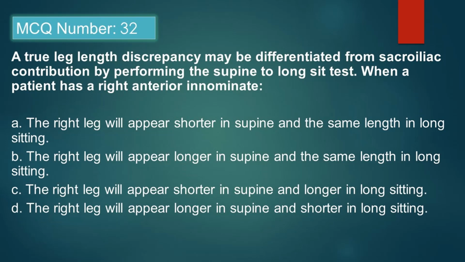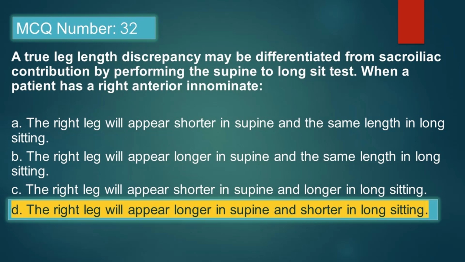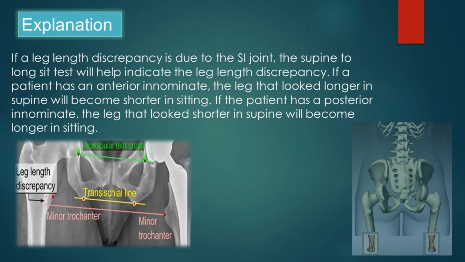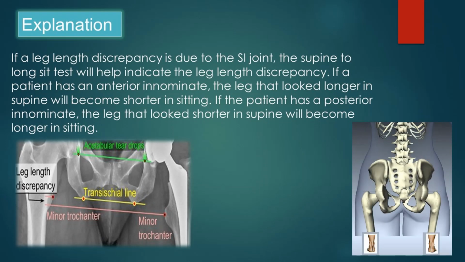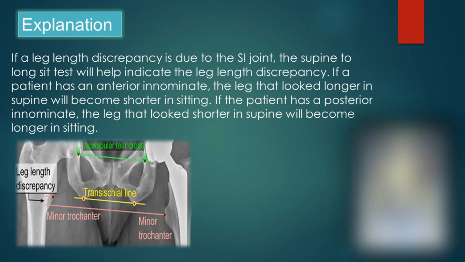And the correct answer is option D: the right leg will appear longer in supine and shorter in long sitting. Let's see the explanation. If the leg length discrepancy is due to the sacroiliac joint, the supine to long sit test will help you indicate it. If the patient has an anterior innominate, the leg that looked longer in supine will become shorter in sitting. And if the patient has a posterior innominate, the leg that looked shorter in supine will become longer in sitting. So let's move to another scenario.